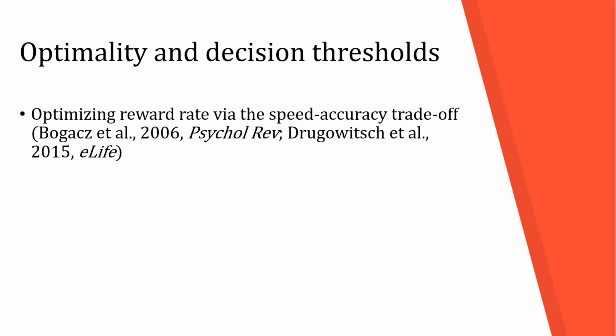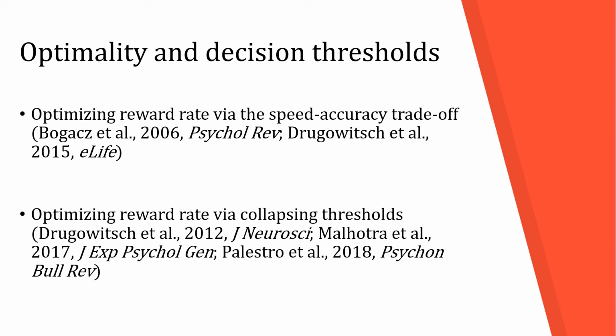This type of optimality analysis has been used to argue, for example, that individuals trade off response speed and accuracy during a decision in order to maximize the reward rate. More recently, optimization frameworks have also been used to argue for collapsing decision boundaries as the optimal policy during certain decision-making tasks, such as when easy and difficult decisions are randomly intermixed.